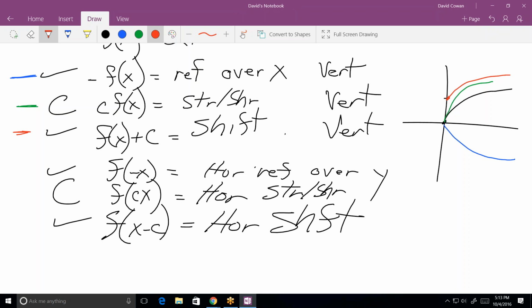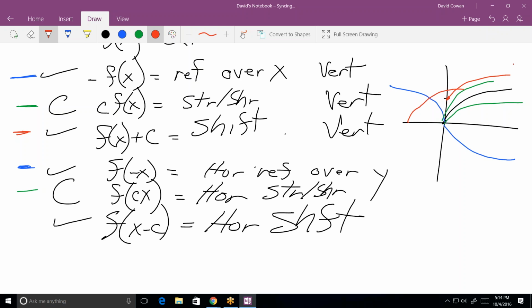Now let's look at the horizontals. I'll use the same 3 colors. I'll use blue for a horizontal reflection of the black, and green for a horizontal stretch of the black. This is one case where it's hard to tell the difference: a horizontal stretch would be making it flatter. So there was the vertical stretch. Horizontal stretch will look like that. And finally, a horizontal shift of the black might look like that. Again, no change in shape.